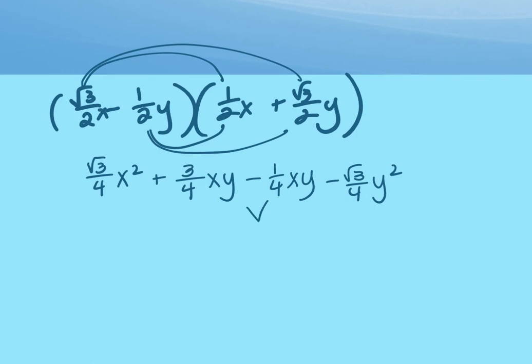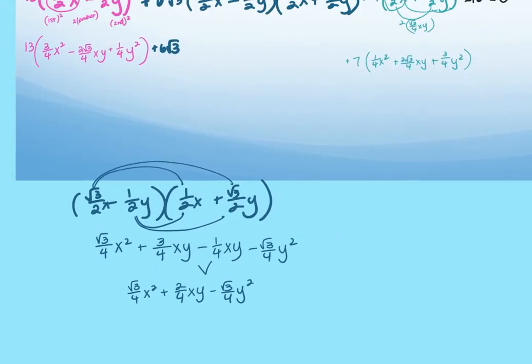And then I combine the like terms in the middle. So root 3 over 4 x squared, plus 2 over 4 xy, again, I know that can be simplified, but I'm leaving it as over 4 for a reason. Minus root 3 over 4 y squared. When we do this, we don't simplify. Correct. Because I'll show you, there's a step where you can get rid of all your denominators, and if you've changed it, it doesn't work. So you want to keep all the over 4s.